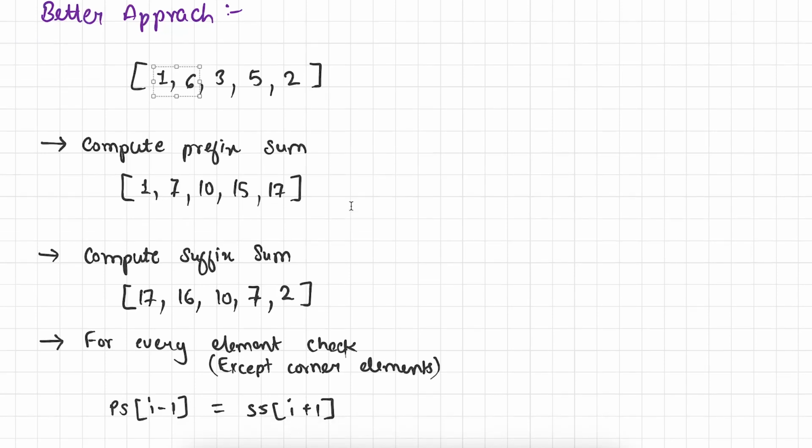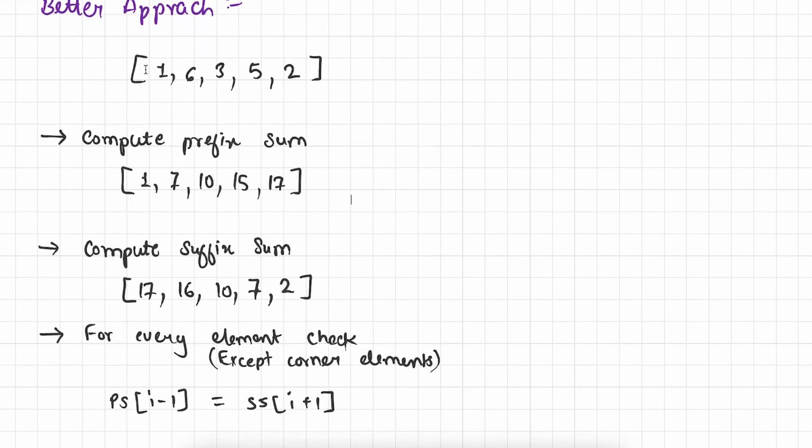Okay. Now the next step is to compute the suffix sum. And what is suffix sum? It is exactly the same as prefix sum. The only difference between prefix sum and suffix sum is that we start computing the sum from the right of the array instead of the left. In prefix sum, we traverse the array from left to right, but in suffix sum, we traverse the array from right to left, and in each iteration we compute the sum.